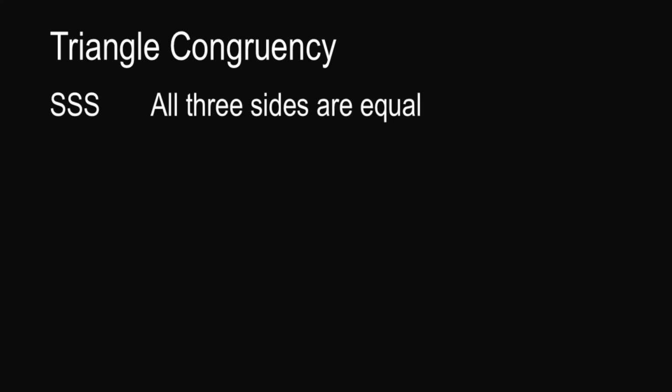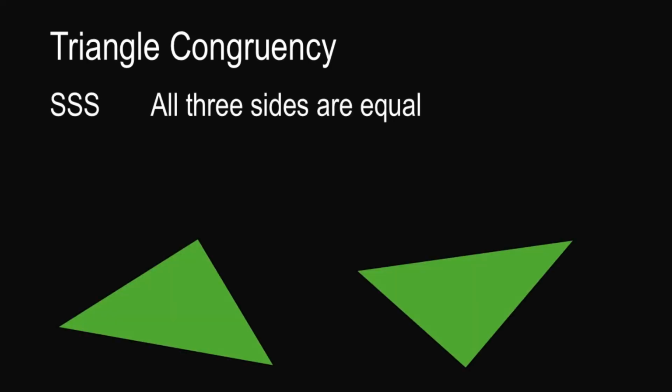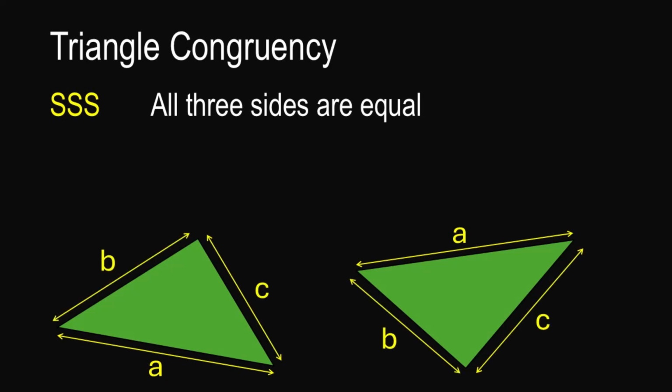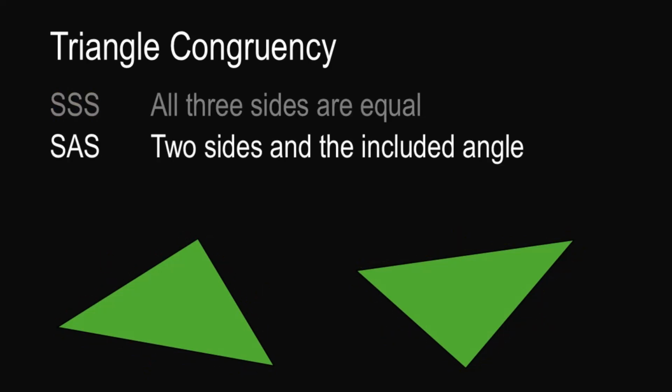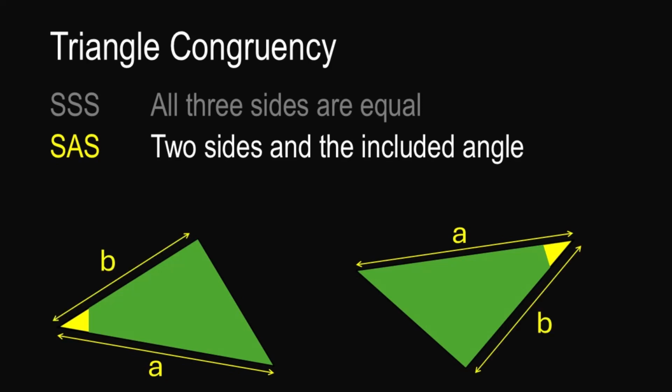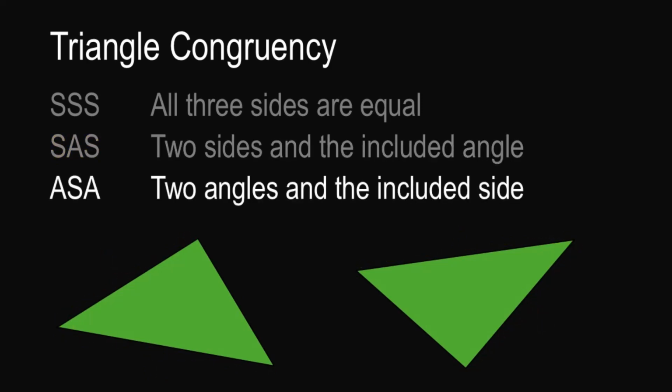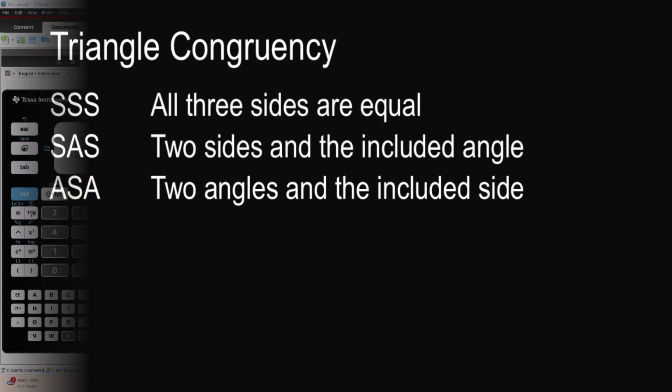In the first case, we have 3 sides of the triangle are equal. In the second case, 2 sides are equal and also the included angle. And in the third case, 2 angles are equal and the included side. So let's return to the original diagram.